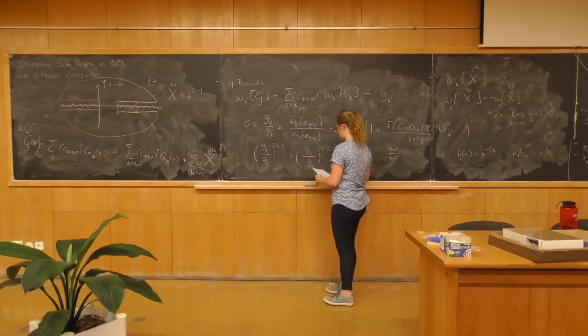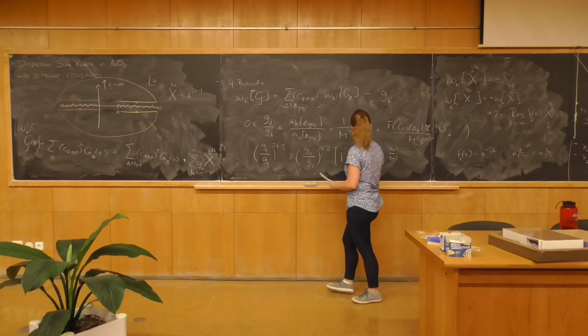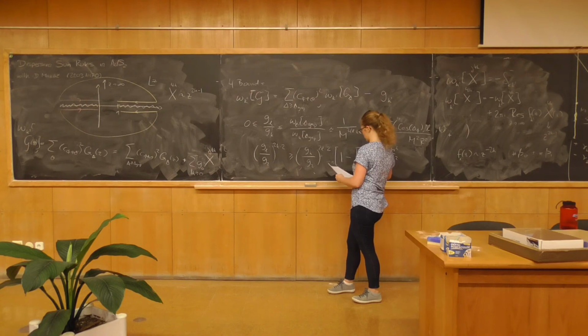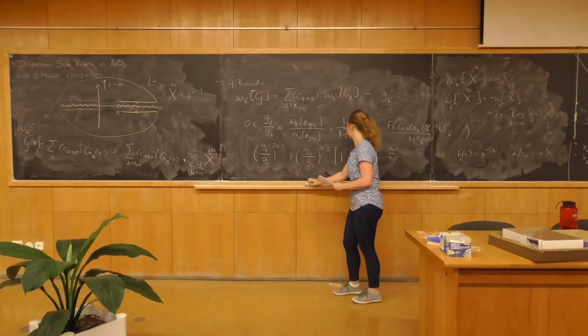And then the corrections look like this. So we have 1 minus some different function now over squared.